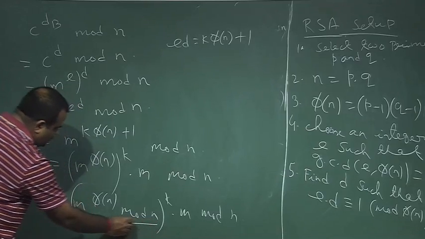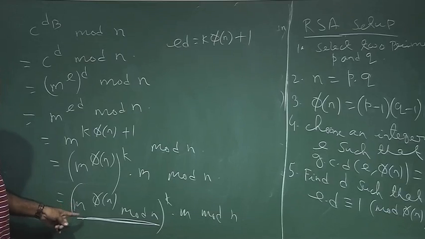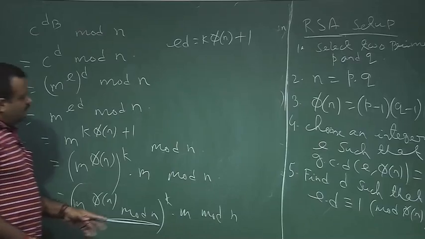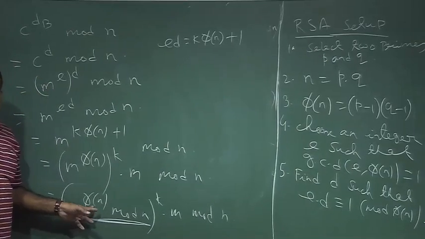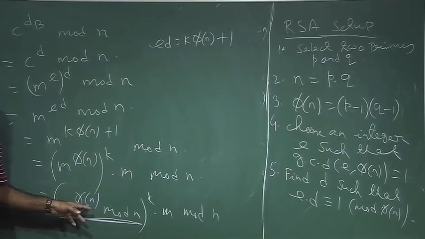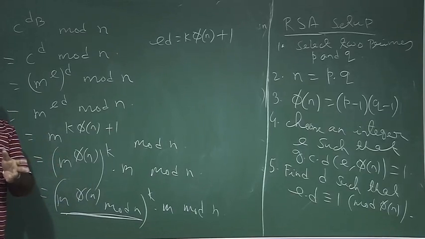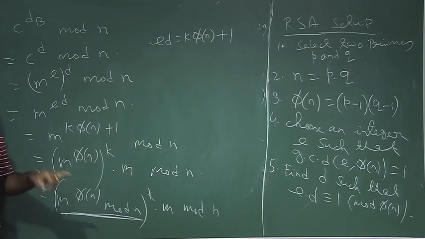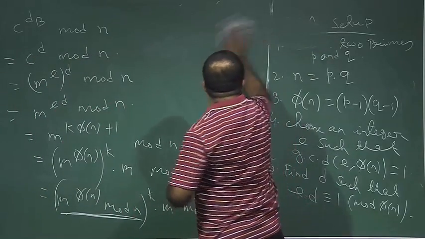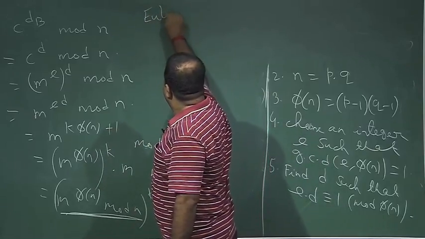Now this result we know, we have seen, this is Euler's theorem. And what is phi here? Phi is the Euler phi function. Phi n is the number of integers less than n which are co-prime to n. That we have seen. This is coming from what is called Euler's theorem.